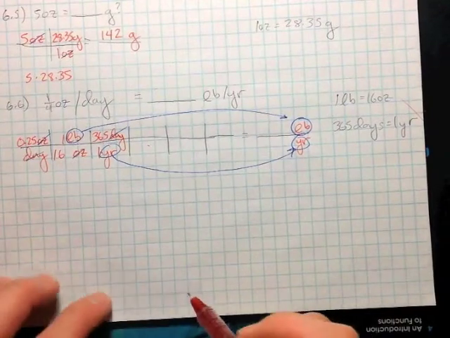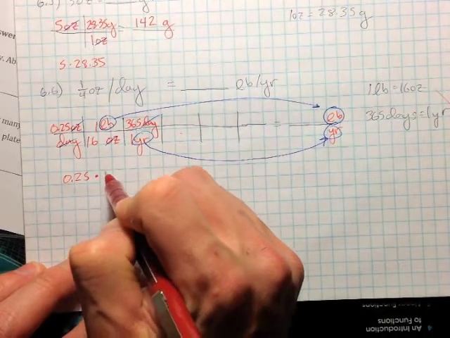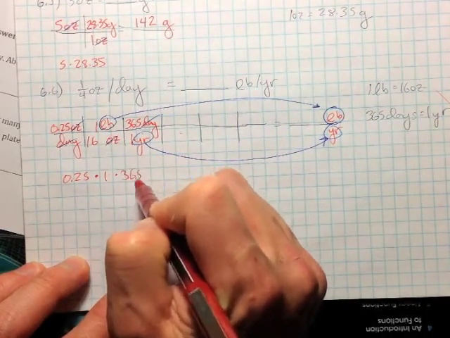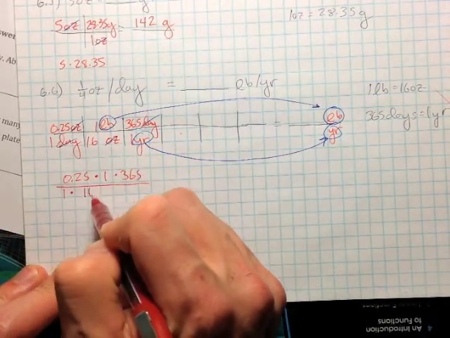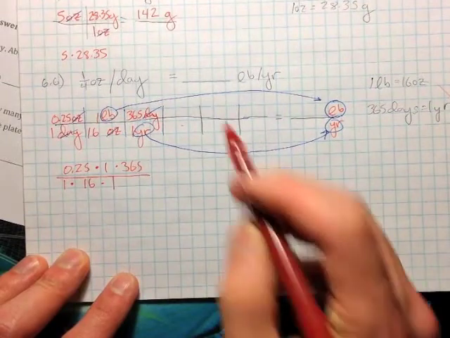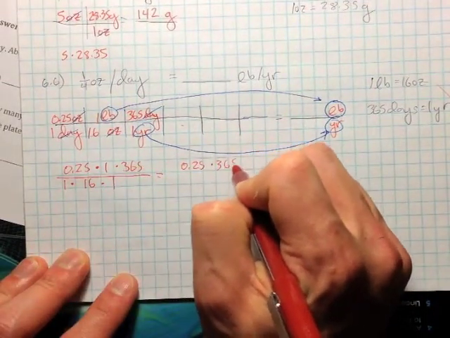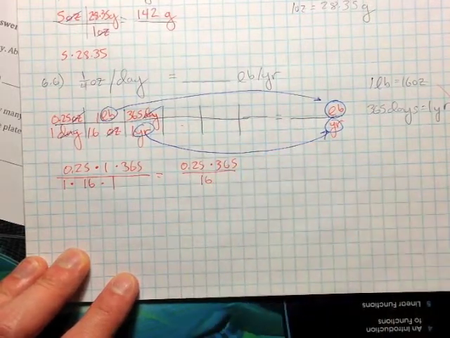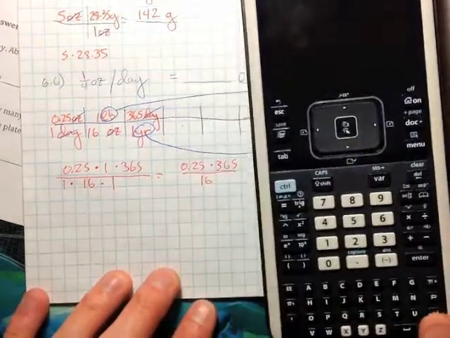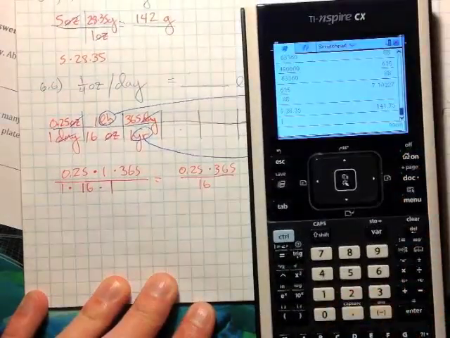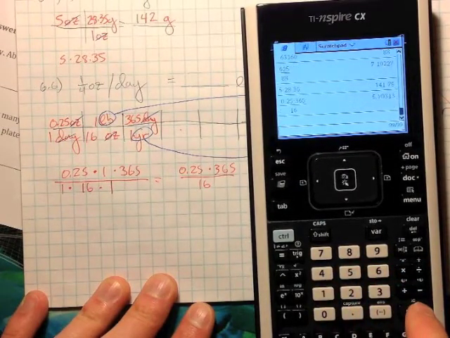That's fine. So what this is really telling us to do is take 0.25, multiply by 1, multiply by 365. All of that divide by 1 day. 1 times 16 times 1. Alright? Again, the ones don't matter. 0.25 times 365 divide by 16. So let's use our calculator to do that. 0.25 times 365 divide by 16.